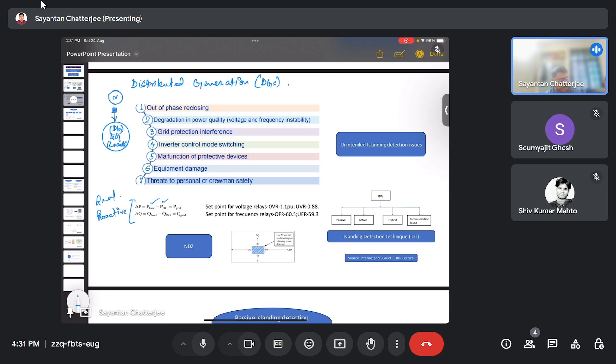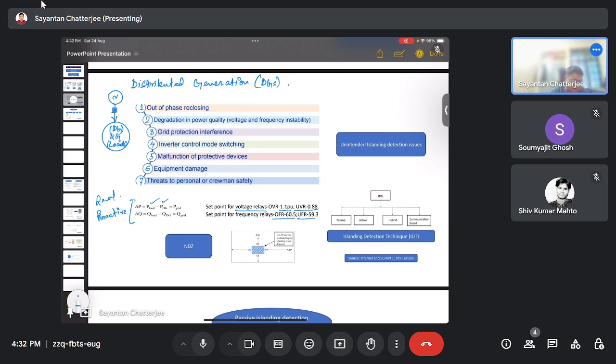But for the time being, if we can observe that there is a mismatch, that is this del P amount of power. So considering this del P amount of power, these are the set point values for voltage relays with under voltage and over voltage, and these are the over frequency and under frequency for 60 hertz, for the USSI. So what we need to do is, if suddenly there is a deviation in the direction of the power flow.